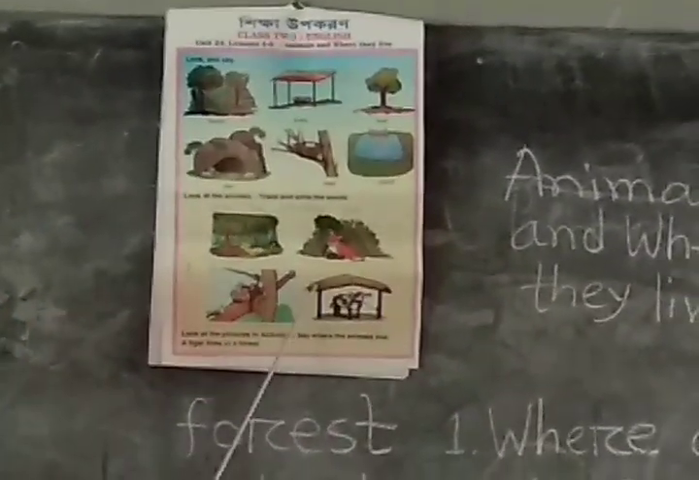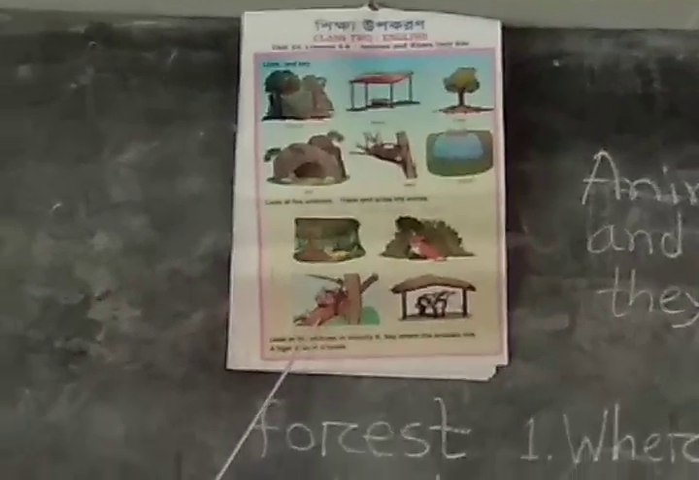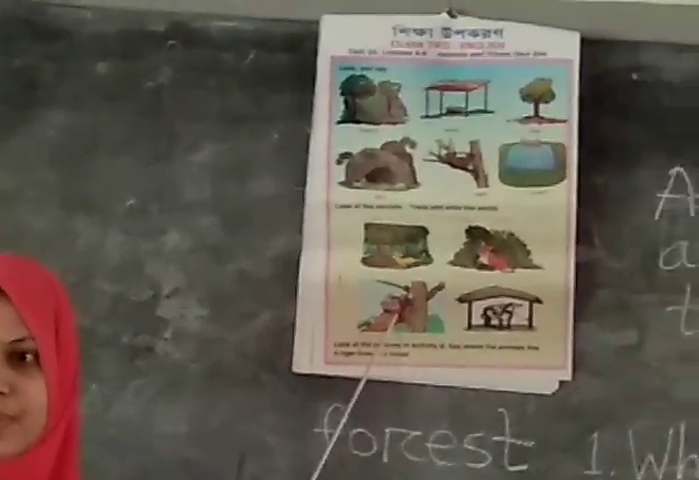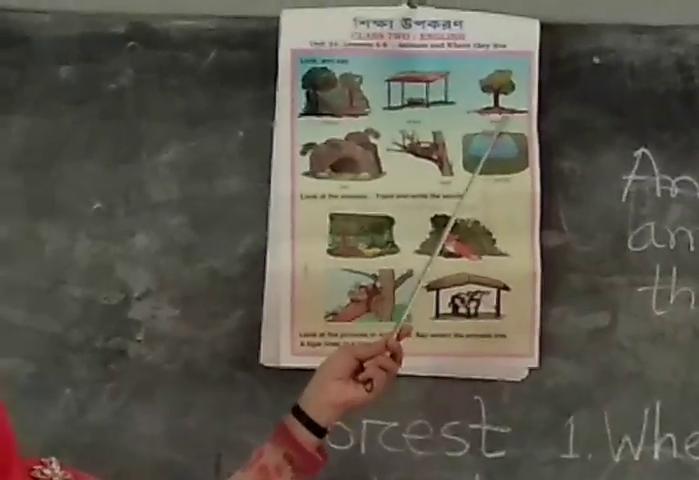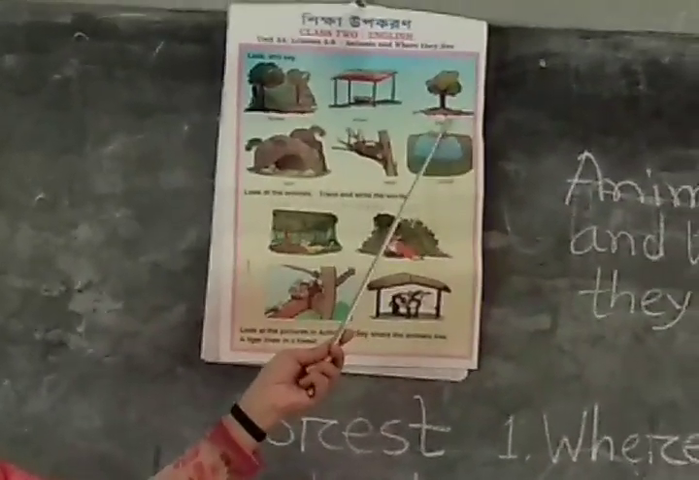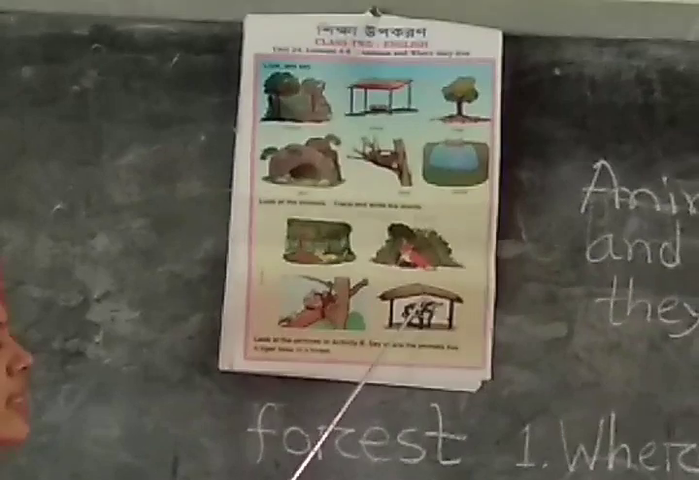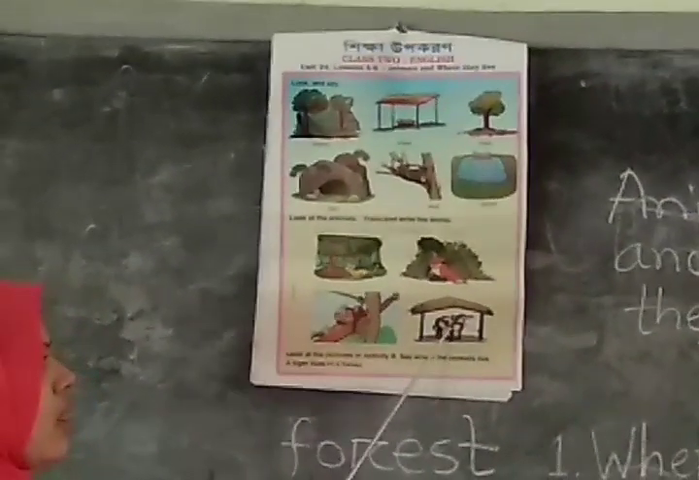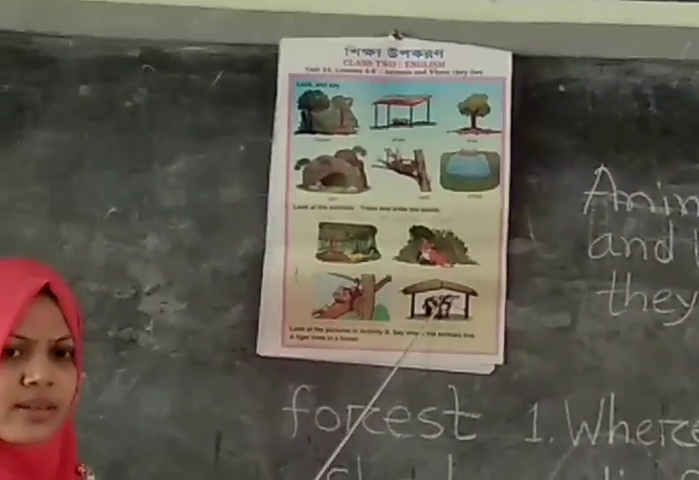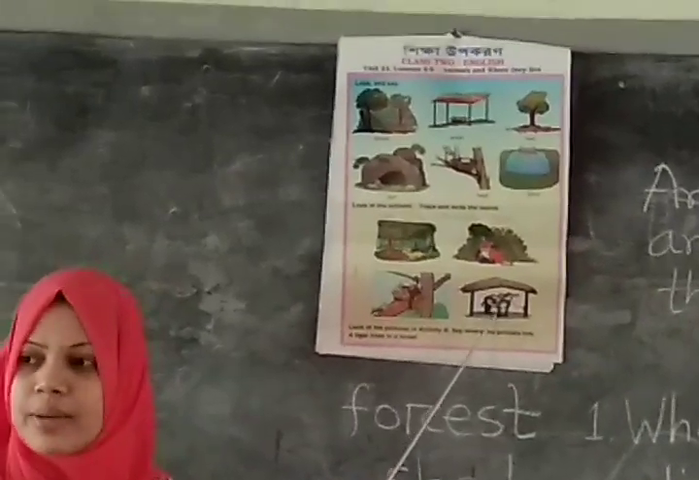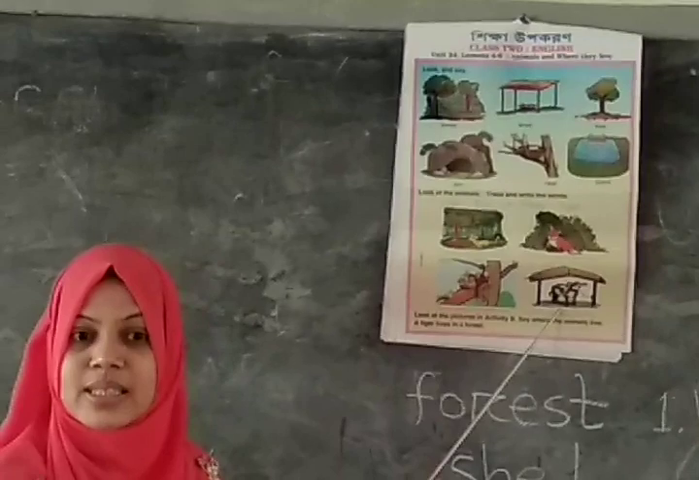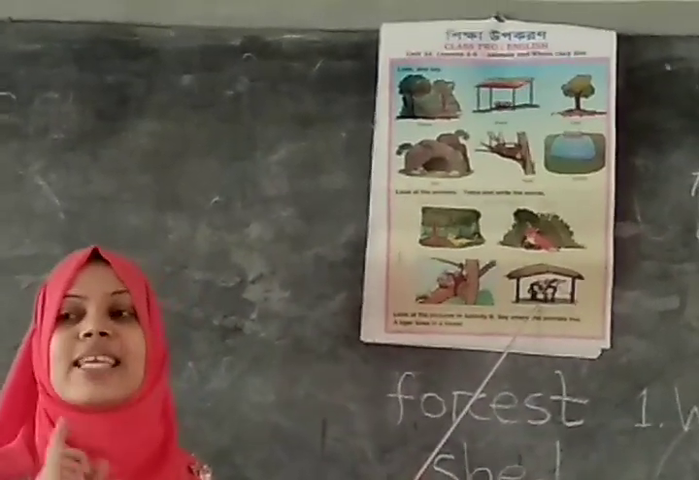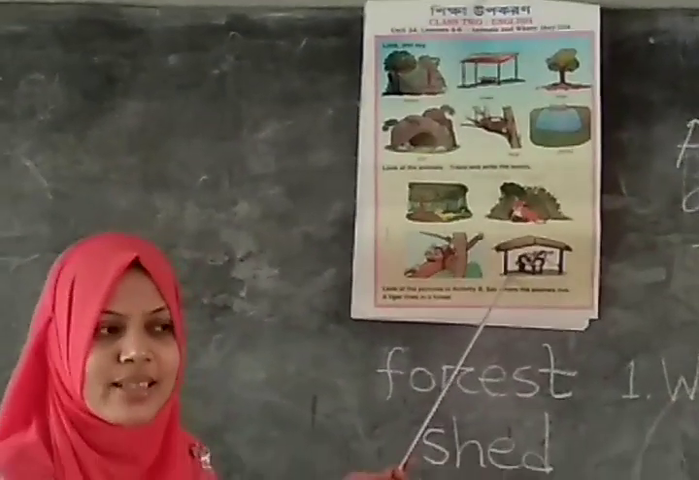Okay, Shravanti, stand up. Shravanti, where does the monkey live? The monkey lives in a tree. Very good. Okay, next picture. What is the animal? Where does the cow live? The cow lives in a shed.